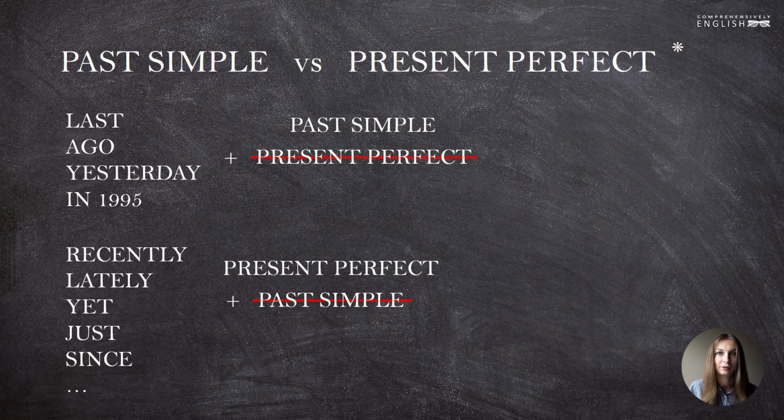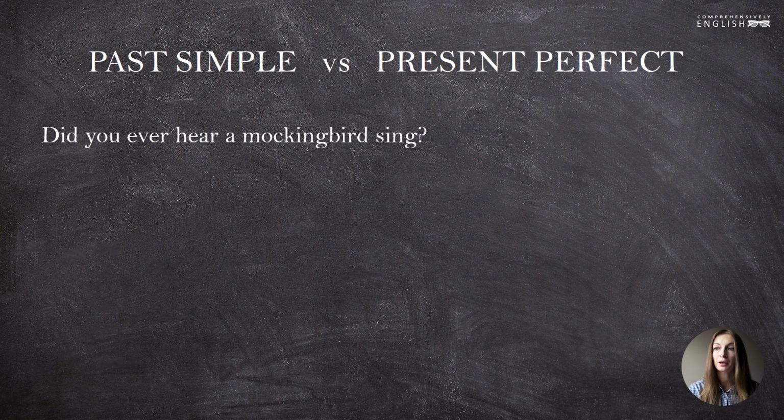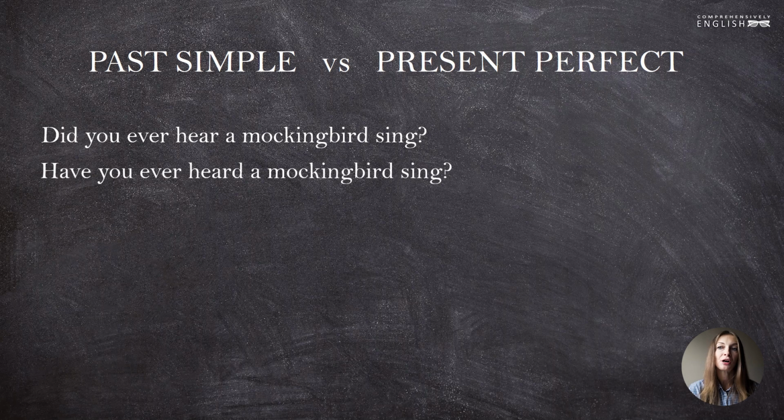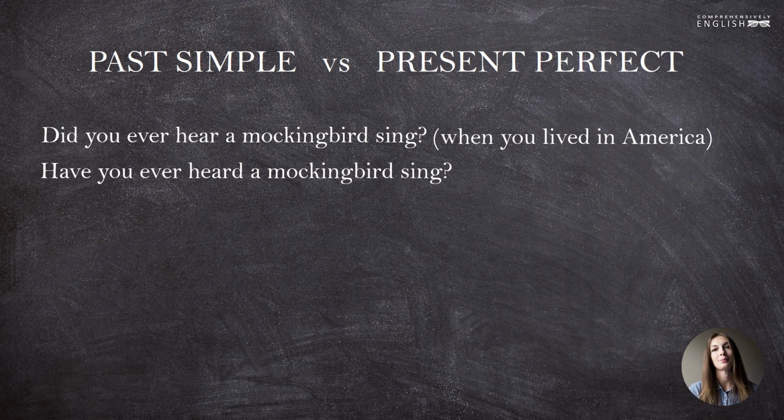Let me show you a couple of examples. "Did you ever hear a mockingbird sing?" And "Have you ever heard a mockingbird sing?" Both sentences are absolutely correct. The tenses are different, and that gives us a hint that we are talking about two different periods of time. If I add an additional piece of information, everything will hopefully become clear. Let's see. "Did you ever hear a mockingbird sing when you lived in America?" And "Have you ever heard a mockingbird sing in your life?"